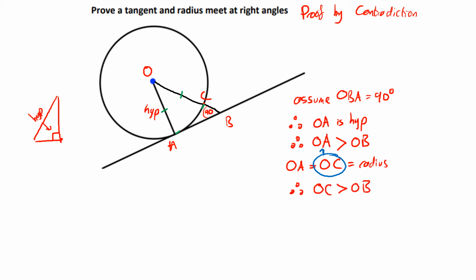But look what we're saying. We're saying that this distance from O to C is bigger than a line that goes beyond it and travels all the way to B. So that's nonsense. Or let's use the slightly more mathematical word of impossible. So therefore, OAB must be the perpendicular, must be the right angle. There you go, proof by contradiction.